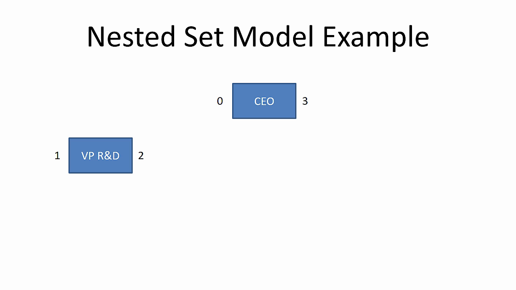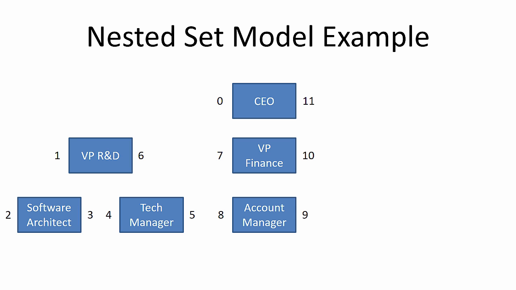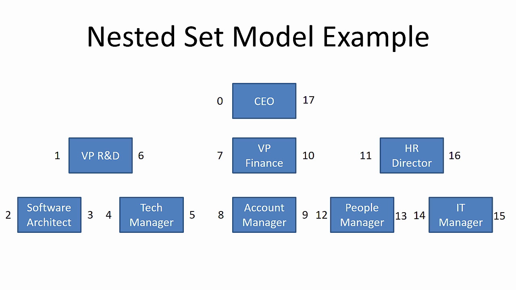Then as we add the software architect, again, the numbers change so that every child is within the range of its parent. As we add the tech manager, we can see the numbers update for the VP of R&D and the CEO. When we add the VP of finance and the account manager, again, the right value of the CEO changes. And then finally, when we add the HR director and his child nodes, the CEO value increases and the left and right values are assigned for the different nodes there.